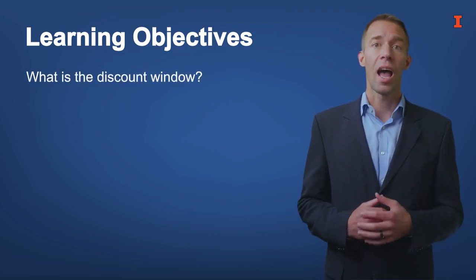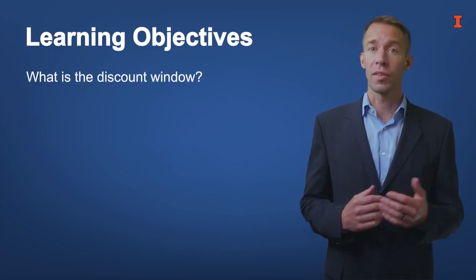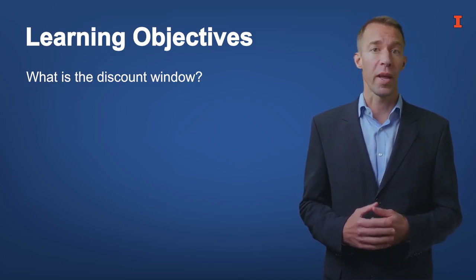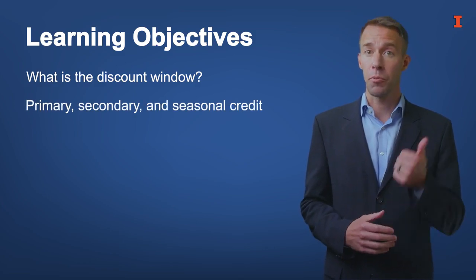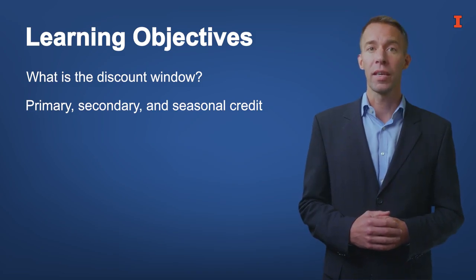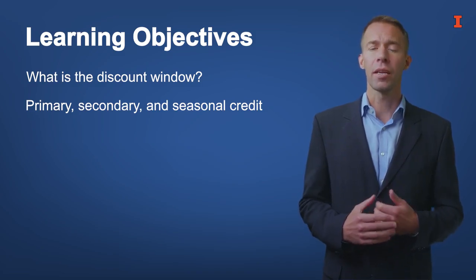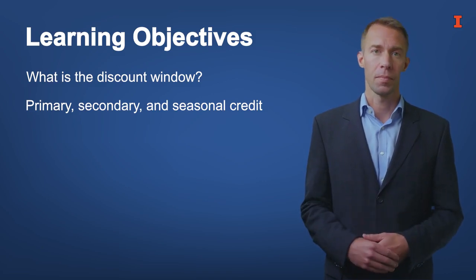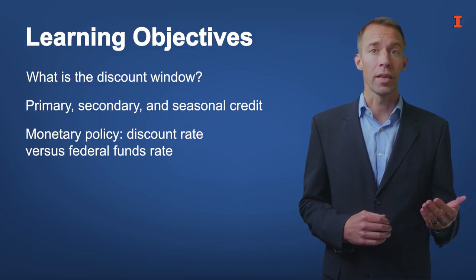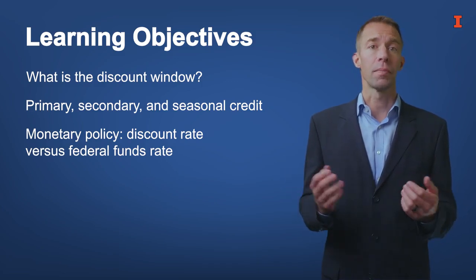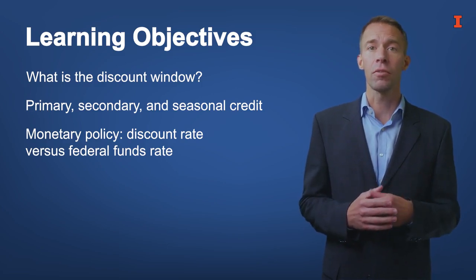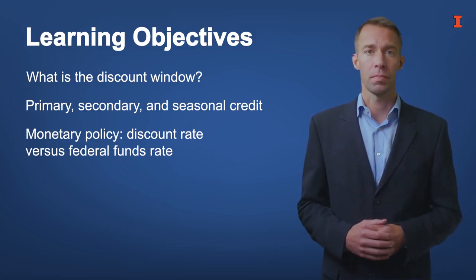We will discuss how the Federal Reserve uses the discount window to provide a variety of short-term cash loans to banks. We will examine primary, secondary, and seasonal credit. We will see what these loans look like and understand why they exist. We will then draw a connection between the discount window lending and monetary policy. We will understand how the discount rate influences the Federal Reserve target interest rate.